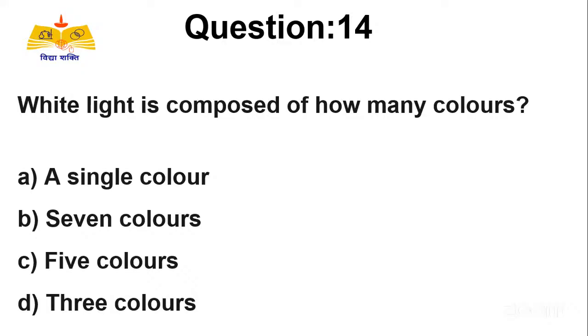Question number 14. White light is composed of how many colors? A. Single color, B. 7 colors, C. 5 colors, D. 3 colors.